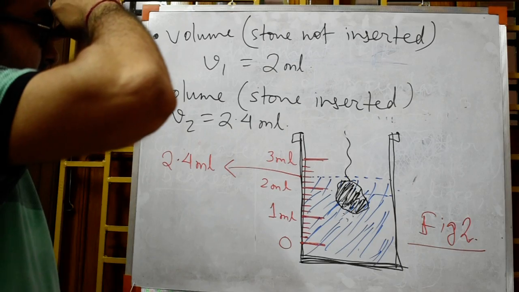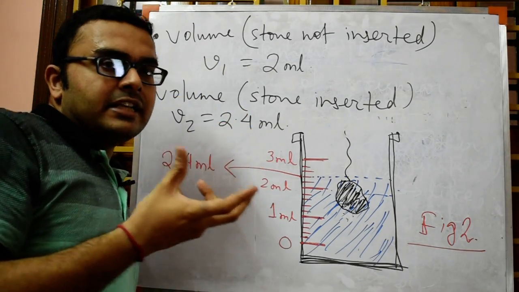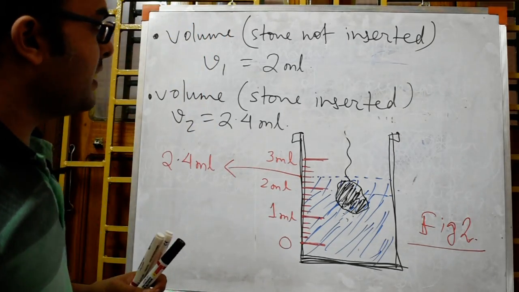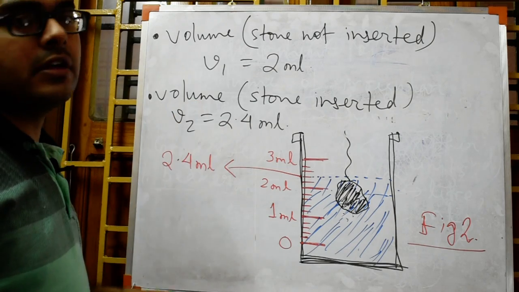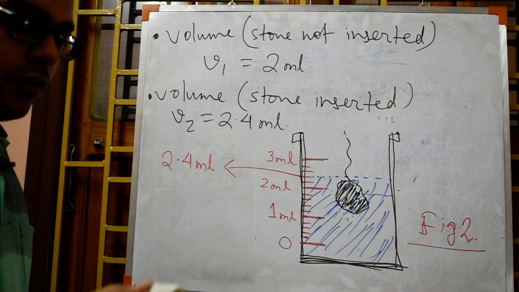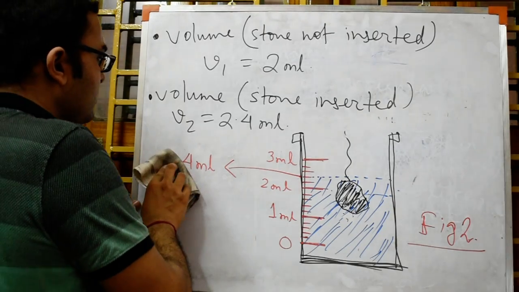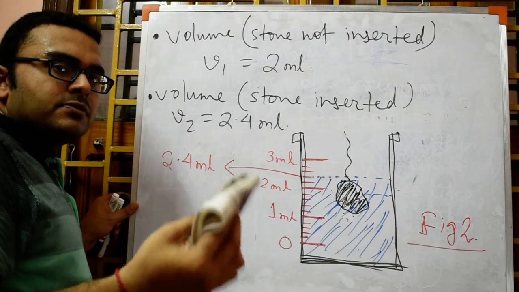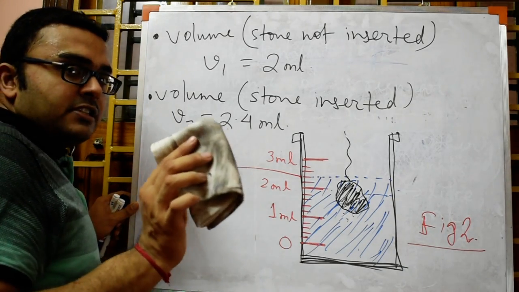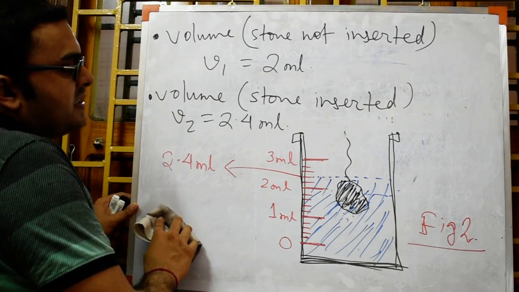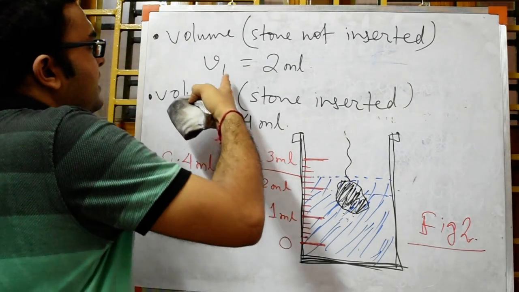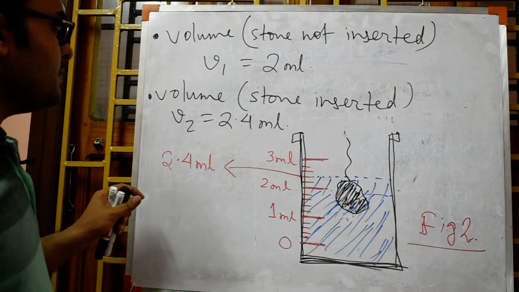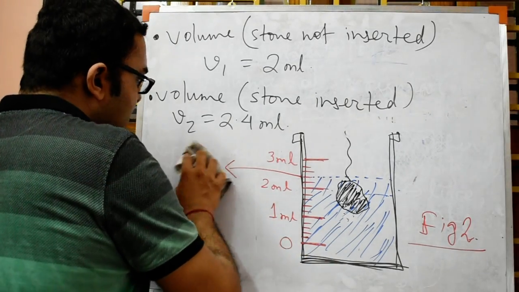Now, what will be the volume of the object that you have inserted? I can easily obtain the volume of this particular stone by just subtracting these two volumes, V1 and V2. I hope you have noted the figure. This is your second figure, the previous one was figure 1, this is figure 2. There is a difference, don't just overlook it. Previously the water was at the 2 milliliter mark, so that is why I have written V1 equals 2 milliliter. After that V2 becomes 2.4 milliliter.